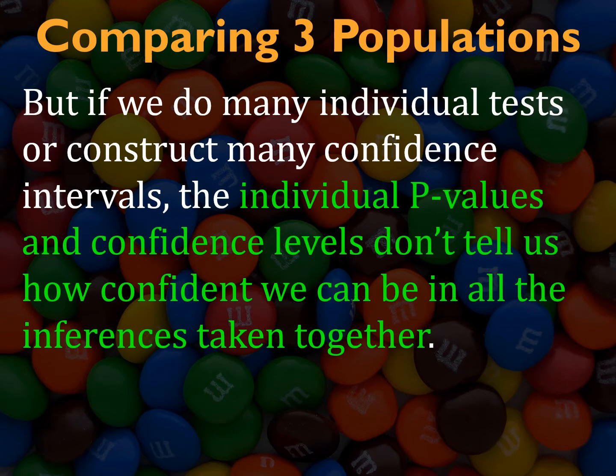But if we do many individual tests or construct many confidence intervals, the individual p-values and confidence levels don't really tell us how confident we can be in all three of them taken together. So we can see how one of the treatments interacts with another, but we don't really get to see how all three interact together.